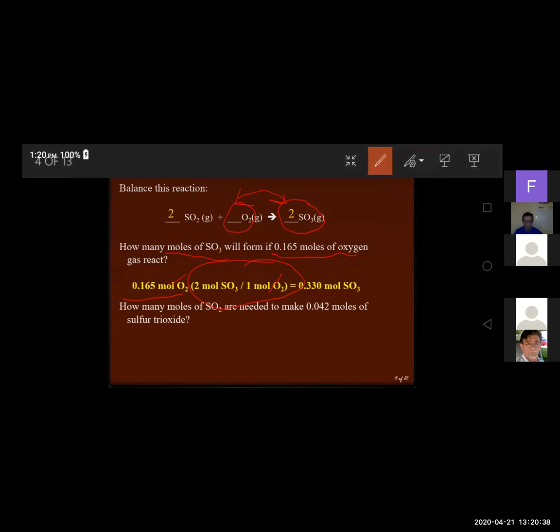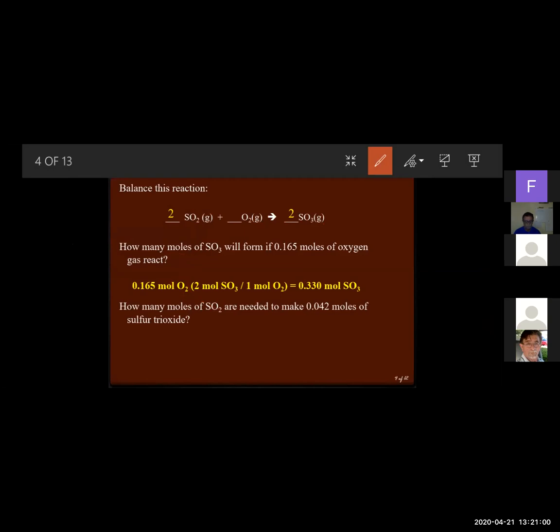And it kind of makes sense, doesn't it? Because from the ratio it's a 1 to 2. And so whatever number I start off with oxygen, I should get twice the amount of sulfur trioxide. And sure enough, 0.165 times 2 is 0.330.